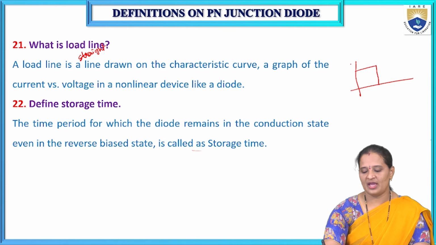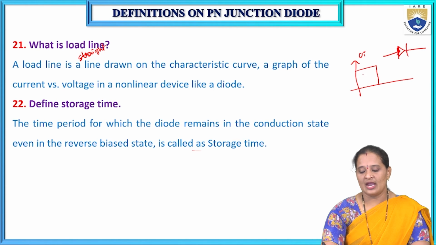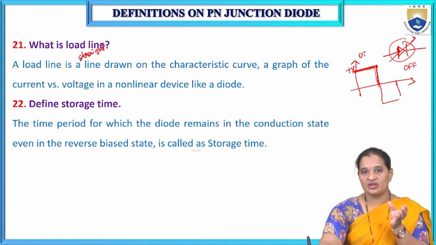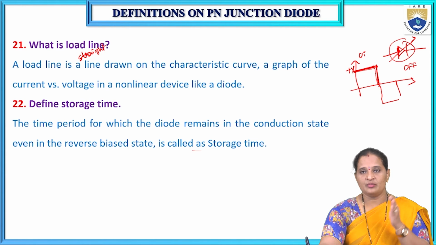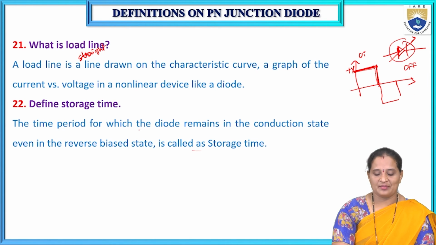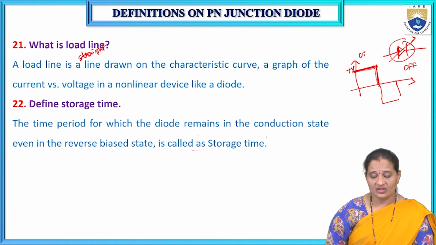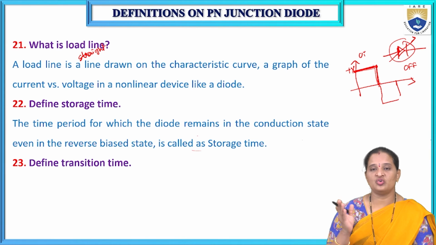Here, when we apply this kind of input signal to a diode, what is happening? As the voltage is changing, it was positive, now it is becoming zero, and then negative, which means the diode has to be reverse biased. When the diode is reverse biased, it should be off. But the diode requires some time to change its state from on to off, and that time is called storage time. In another way, we can define it as the time period for which the diode remains in the conduction state, even in the reverse biased state. It requires some time to change its state from conduction to non-conduction state.